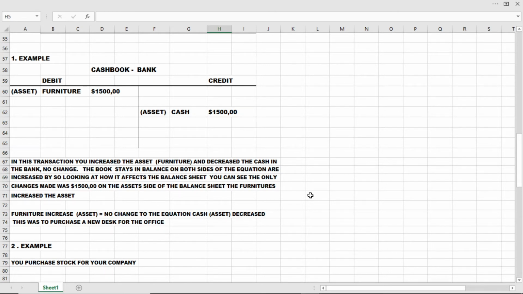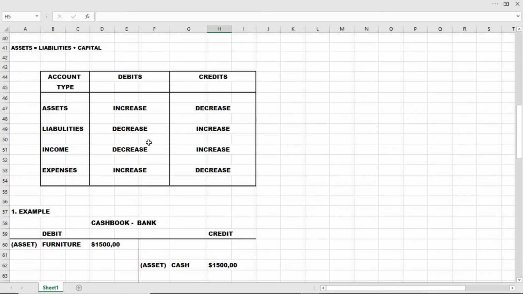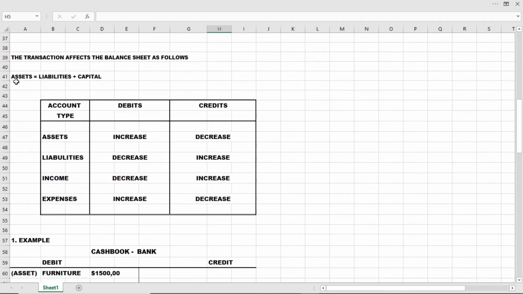So this was a purchase of a new desk for an office. What happened here with this equation is, on the asset side, there's no change to the equation. It's balanced, because on the one side we increased it with the asset of furniture, but we decreased it by the same amount with the cash. I hope you understand that.